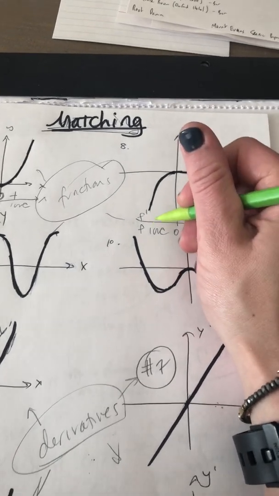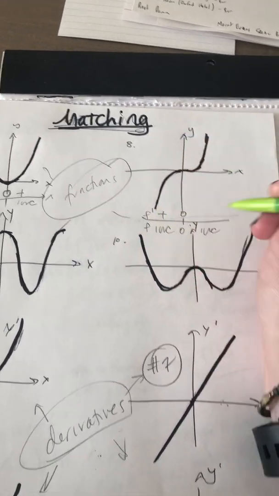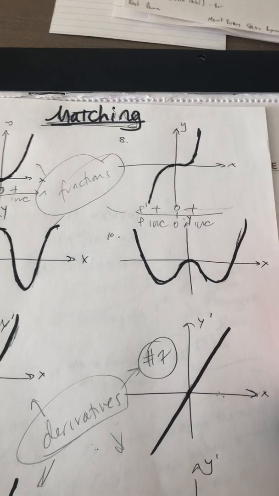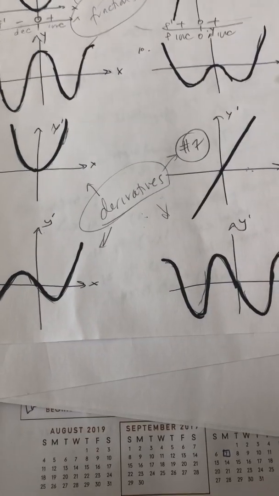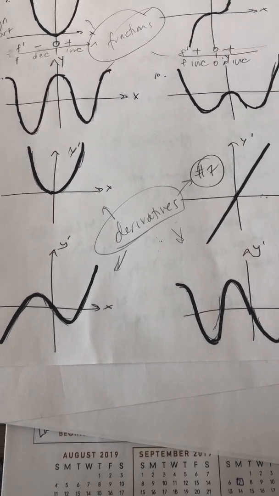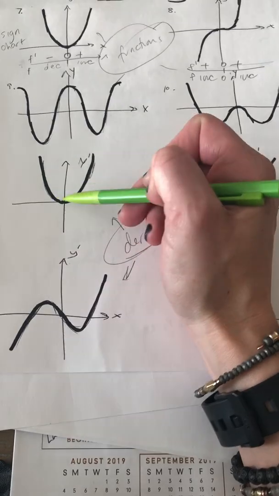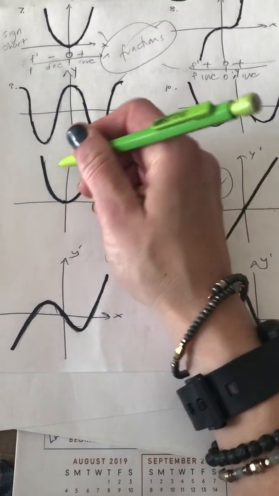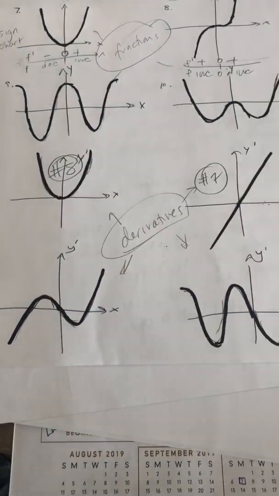If a function is increasing, its slopes are positive. So I need a graph, if I'm going to graph its derivative, that goes from positive to 0 to positive, meaning above the x-axis to hitting the x-axis to above the x-axis. So above to hitting to above. That's this one. That one goes with number 8.